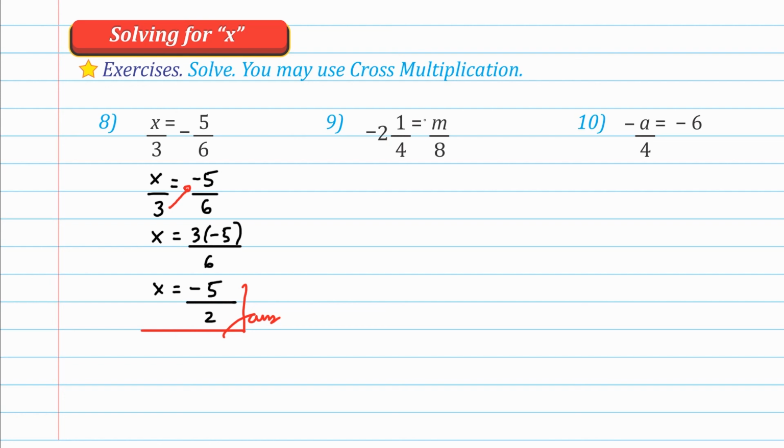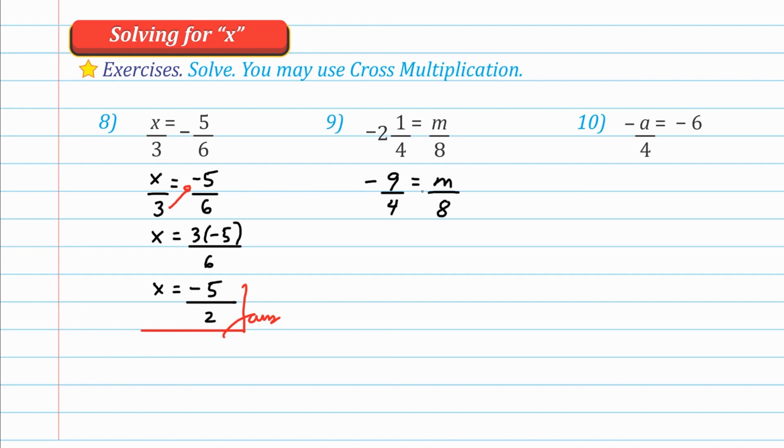In number 9, our variable m is on the right side. And take note, you cannot solve whenever you're given a mixed number. So, convert this first to mixed number form. And to do that, we have to multiply 4 times 2, 8 plus 1 is 9, all over the denominator 4. But don't forget, we have a negative sign before it. Again, it doesn't matter whether you put this in the numerator or denominator. So we now have m over 8.